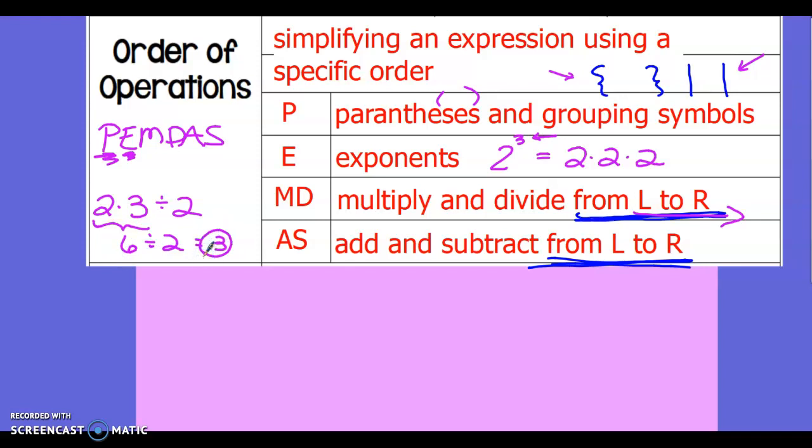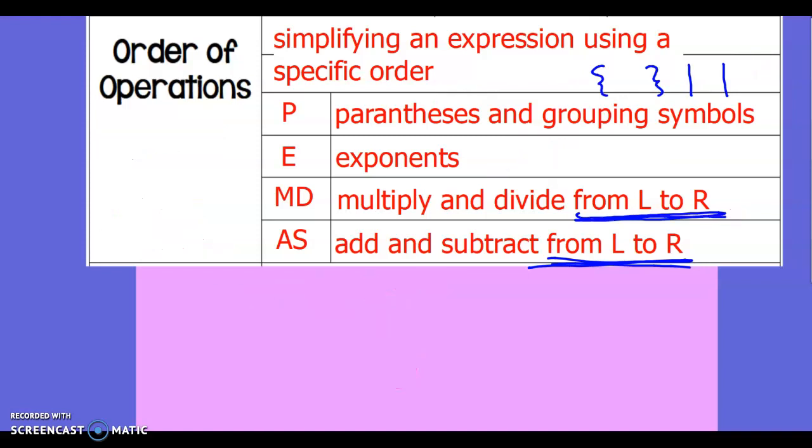And the same thing with adding and subtracting. When you see adding and subtracting, you always want to go left to right. So if you had 2 minus 3 plus 7, you would not do 3 plus 7. You have to go left to right, this direction. You would do 2 minus 3 is negative 1, and negative 1 plus 7 is positive 6. So that is called order of operations. It's the order that all mathematicians follow whenever we want to simplify a math expression.